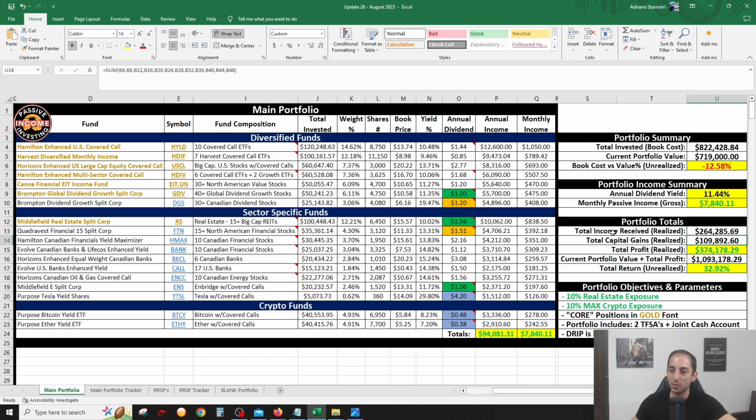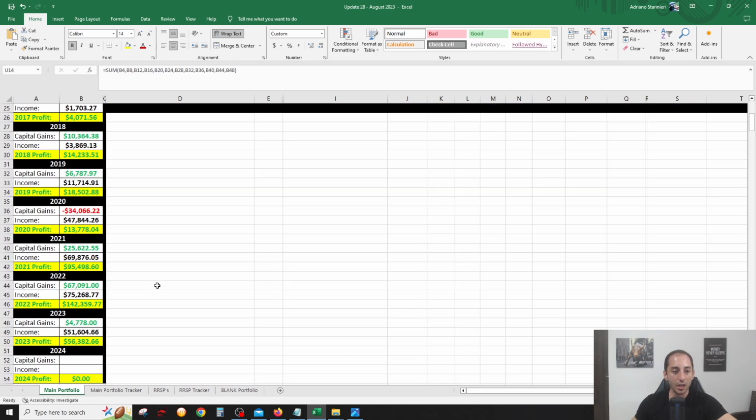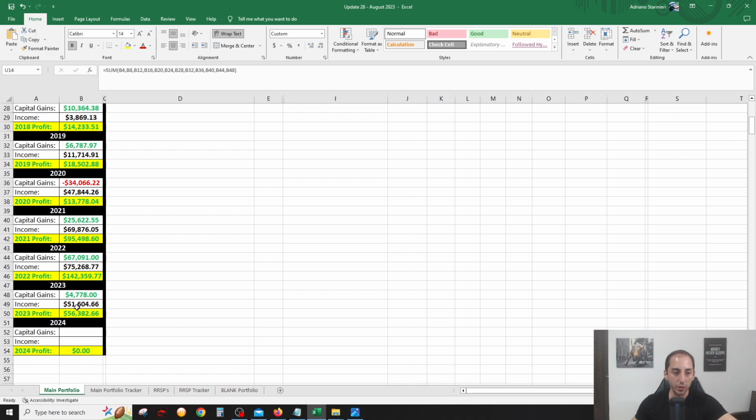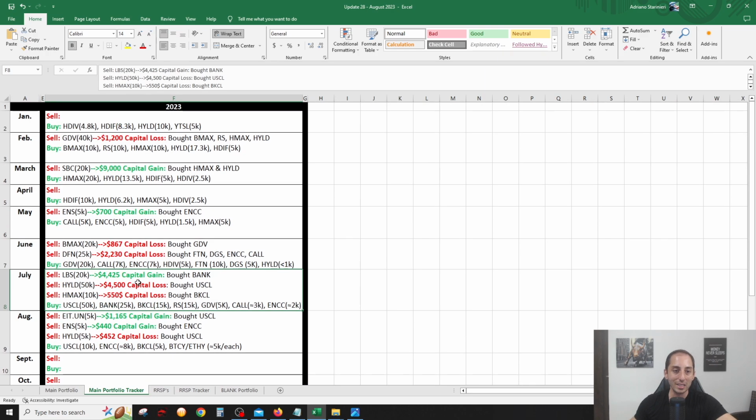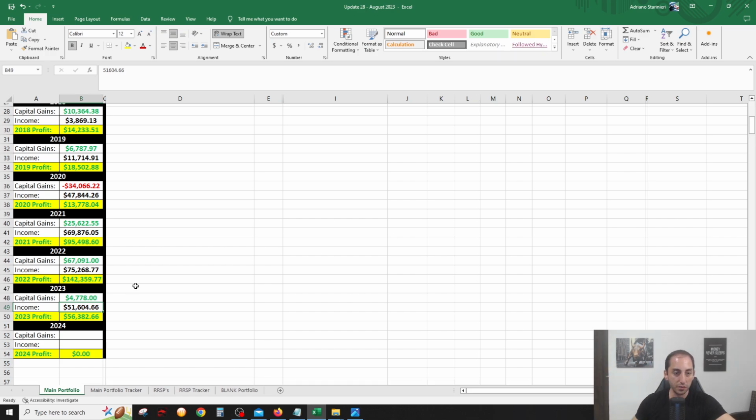Total capital gains realized just under 110,000. Of course, if you scroll down here, you'll have the updated numbers for 2023. So you see in 2023 so far, I've realized just under $5,000 of capital gains. This is not capital gains income, by the way. It's capital gains from the buying and selling that I've made. You see everything here in green and red, in black and white here. And then you have the total income as of end of August is just over $50,000.